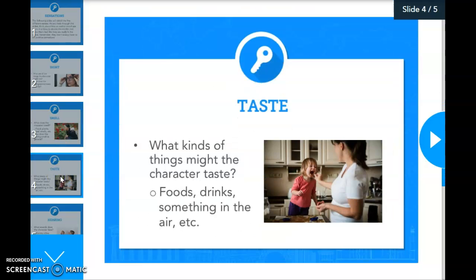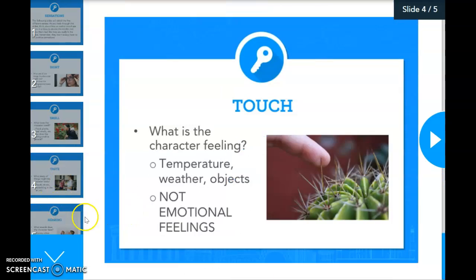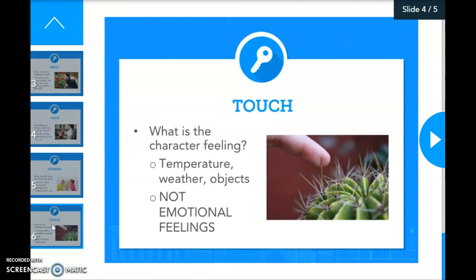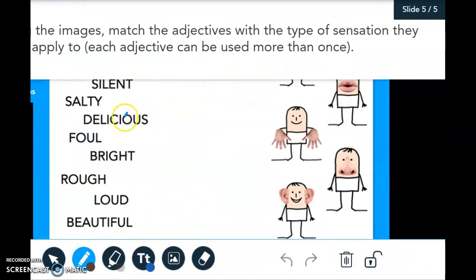What kinds of things might the character taste? What sounds do the characters hear? And then touch. What's the character feeling? Temperature, weather, objects. Not emotional feeling, but what are they literally feeling with their fingers? So some of those words might be silent, salty, delicious, foul, bright, rough, loud, and beautiful.